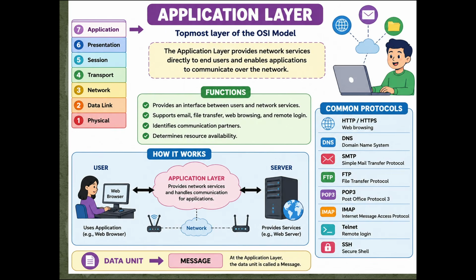The first layer is the application layer, which is called the topmost layer of the OSI model. This application layer provides network services directly to end users, and it enables applications to communicate over the network. The main function of the application layer is to provide an interface between users and network services. It supports email, file transfers, web browsing, and remote logging. It is used to identify communication partners, and it determines resource availability. It has common protocols such as HTTP, DNS, SMTP, FTP, POP3, IMAP, Telnet, SSH.